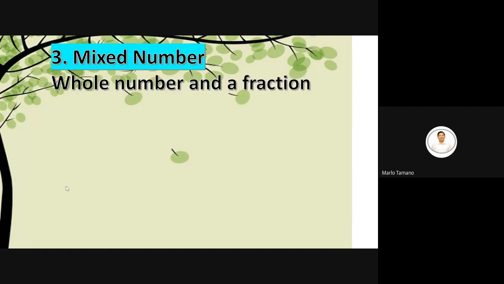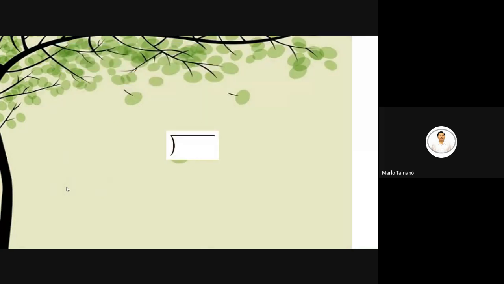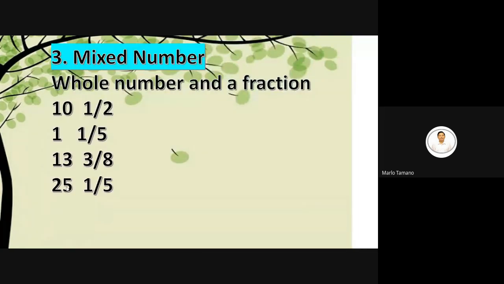So next is mixed number. So ano pong mixed number? This one. The combination of a whole number and a fraction. Katulad nito, 10 and 1/2. The 10 is what we call the whole number and the 1/2 is the fractional part. Another example, we have 1 and 1/5, 13 and 3/8, 25 and 1/5. All of these are examples of mixed numbers.